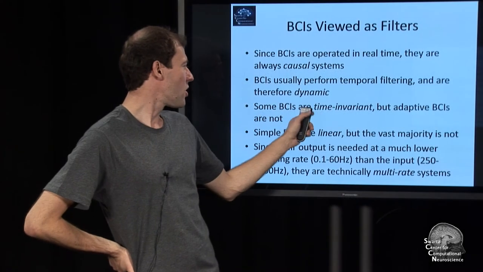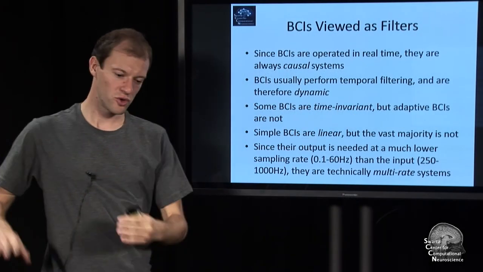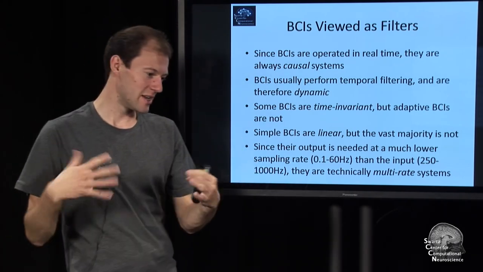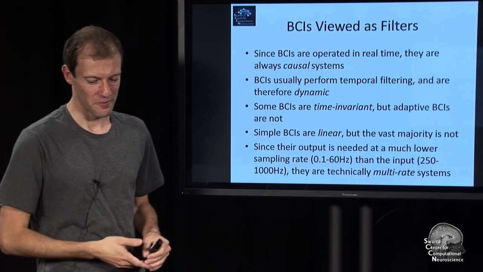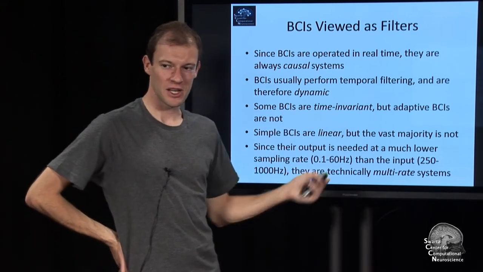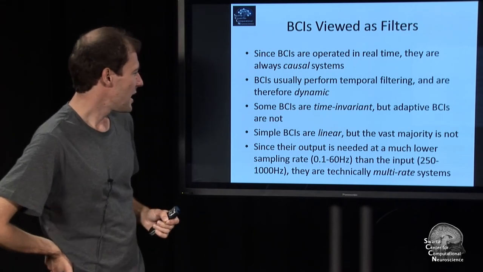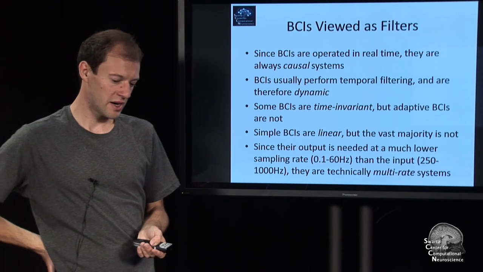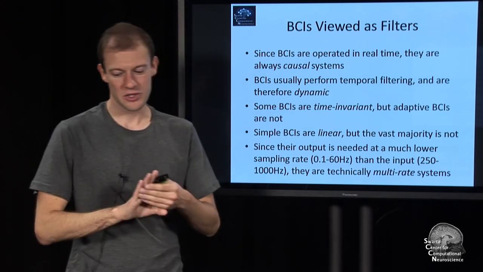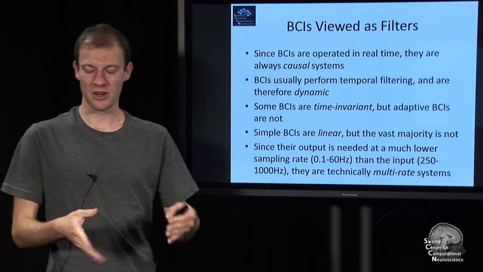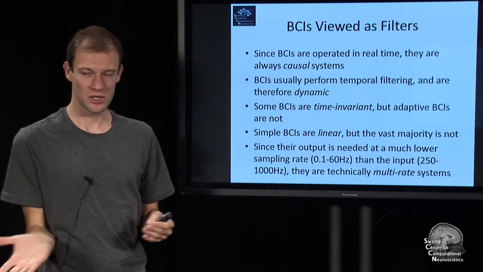Many of them are time invariant. So you relabel time and the output isn't affected by that. But there are adaptive BCIs which are not. And also, some simple BCIs can be linear. Certain kinds of, just for the BCI experts here, linear regression on EEG is basically linear.